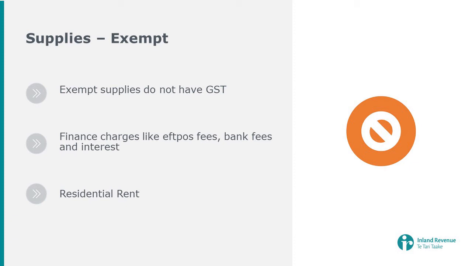Common examples are finance charges like EFTPOS fees, bank fees, and interest. Residential rent is also an exempt supply. If your business claims for a home office, you don't include your rent or mortgage interest in your GST return.